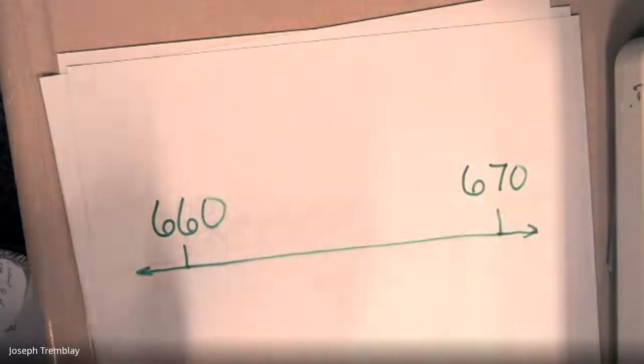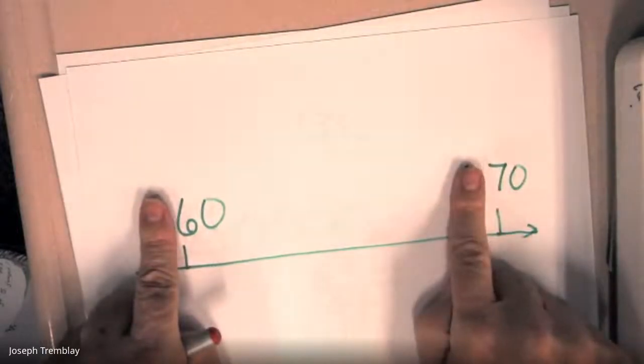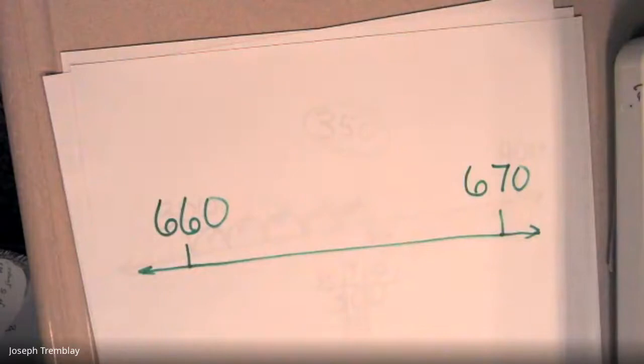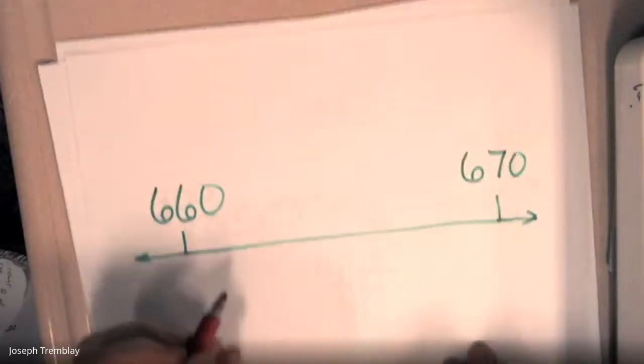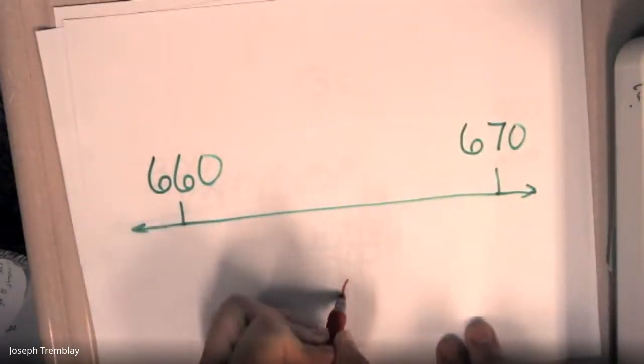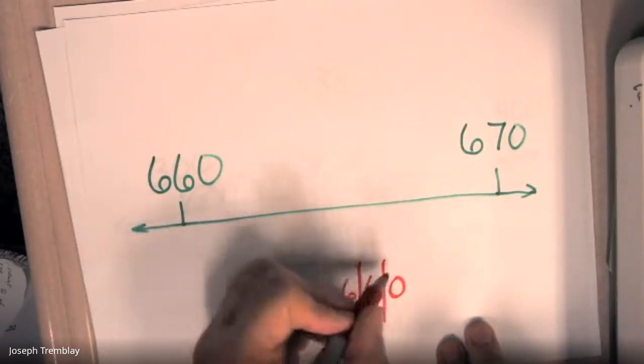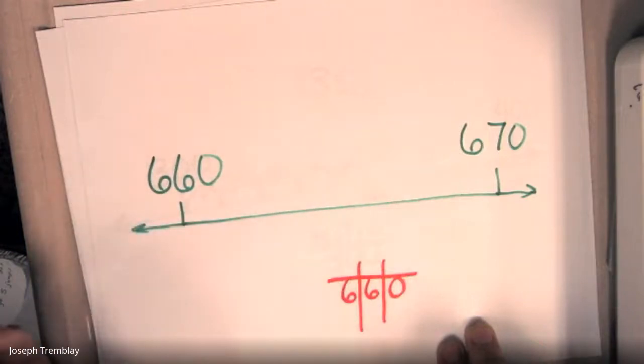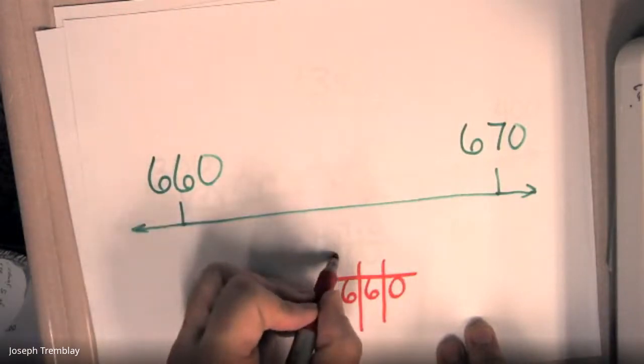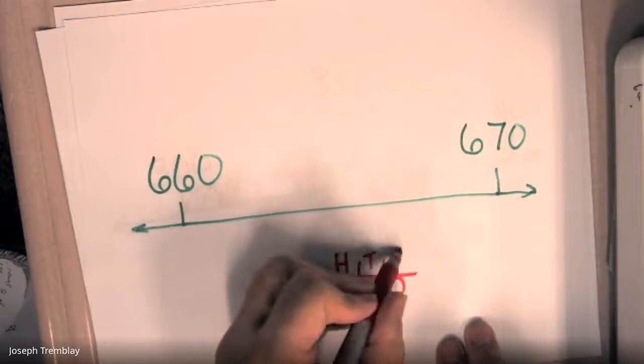670. From 60 to 70, I added 10 to get there. So let's look at this. I'm going to take that 660 and put it in my place value again. And I've got my hundreds, my tens, and my ones.